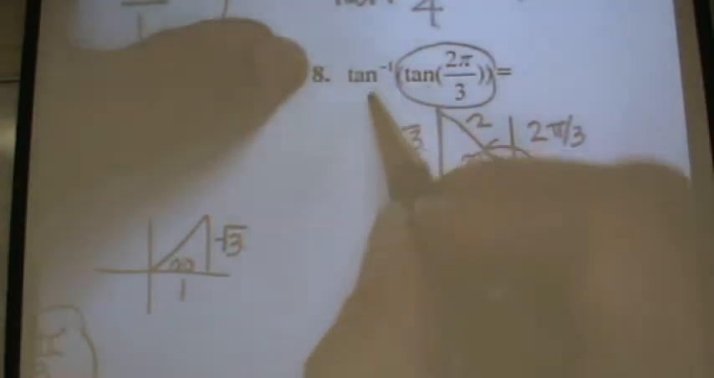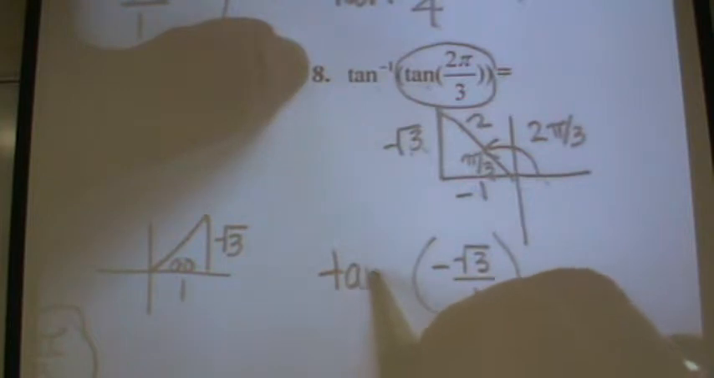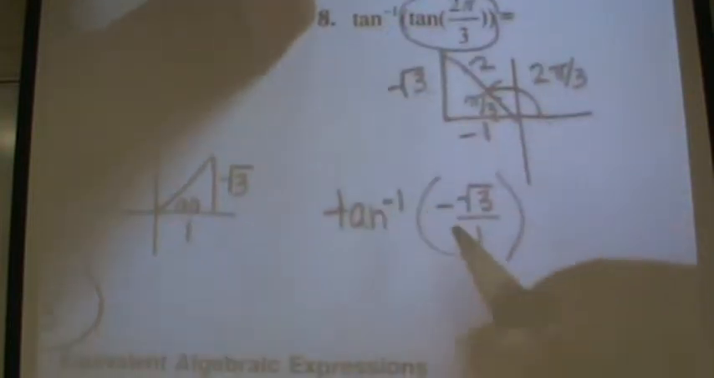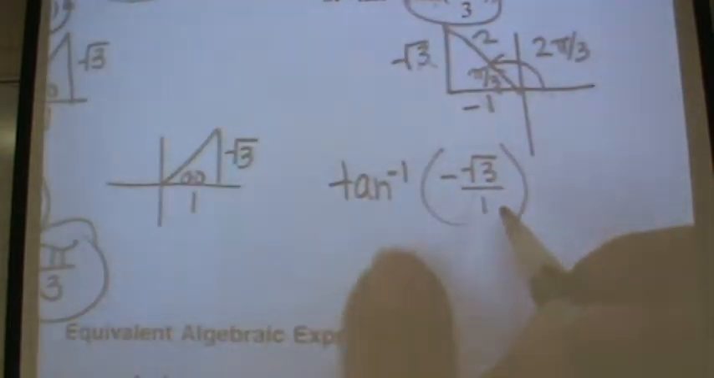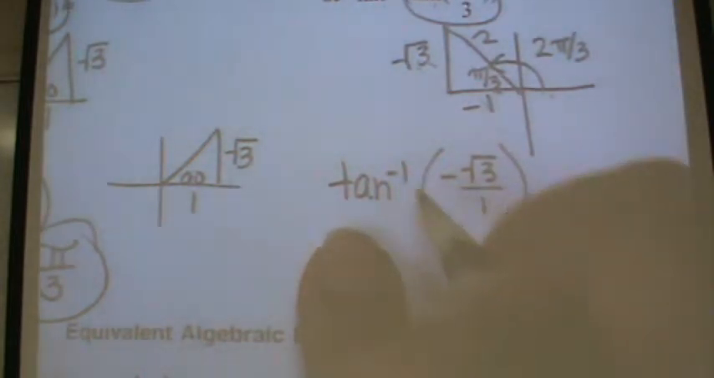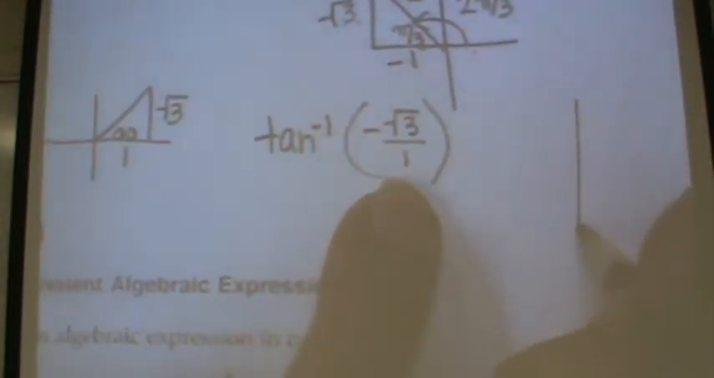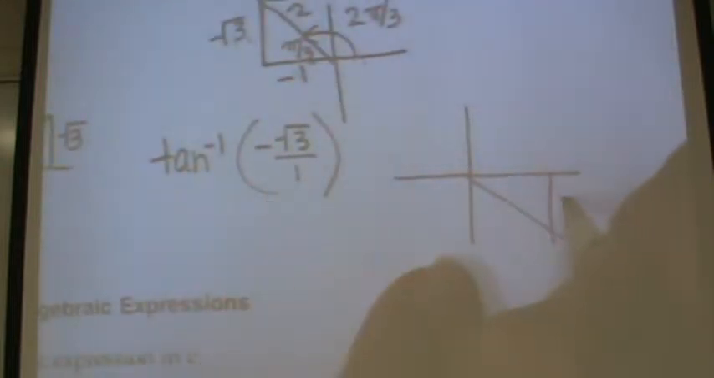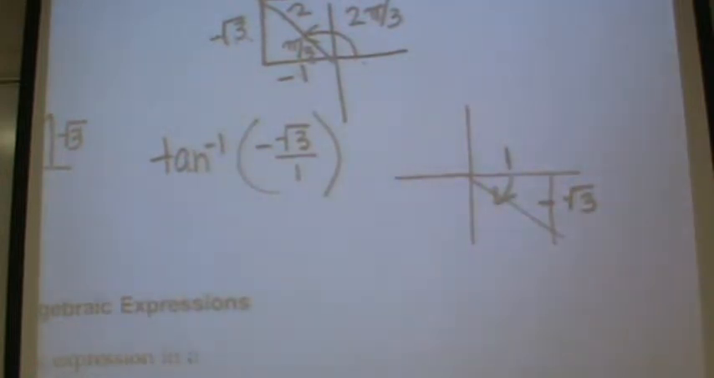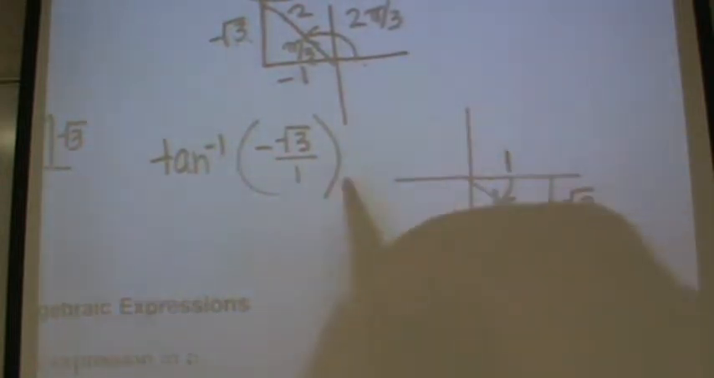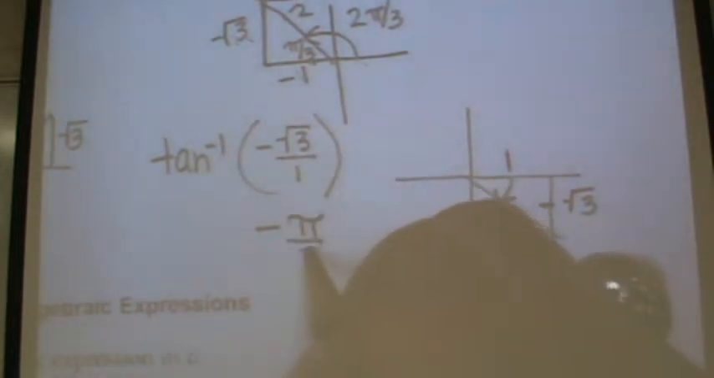And now I want to know what is the inverse tangent. So now I'm in what quadrant? As soon as you see a negative, you're going to jump to quadrant 4. We're going to call this negative root 3, we're going to call this 1, what angle am I? You're a negative 60, so negative pi over 3.